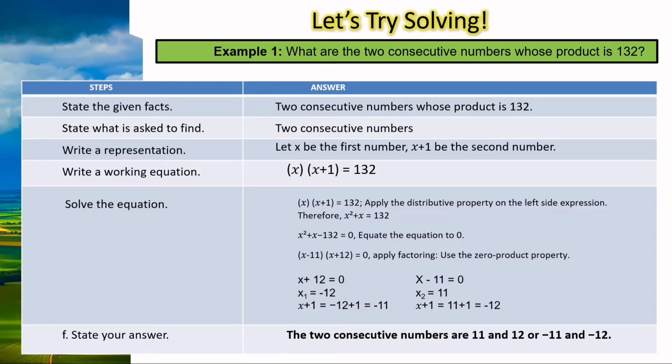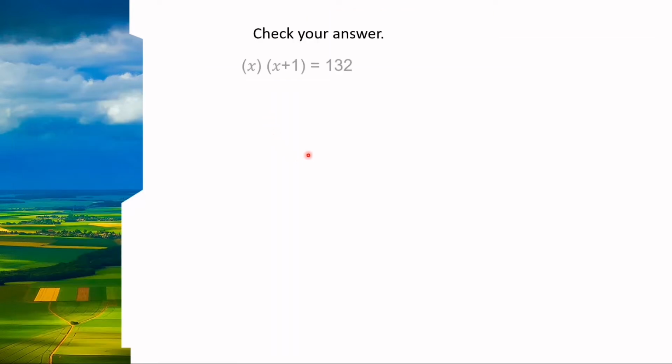So let us check your answers. So we simply substitute it to the equation x, which is the first number, and x plus 1, the second number, is equal to 132. So let's try to use first 11. So if you will use 11, we have 11 times the quantity 11 plus 1 is equal to 132. So we have 11 times 12 is equal to 132. Therefore, this is correct. So we have 132 is equal to 132.